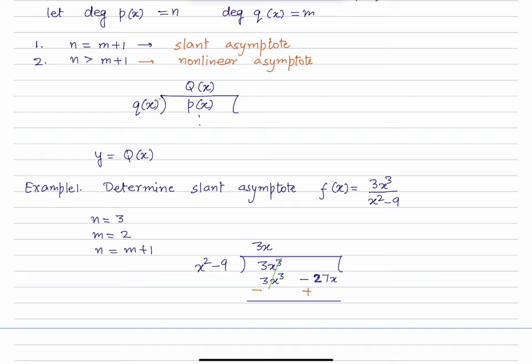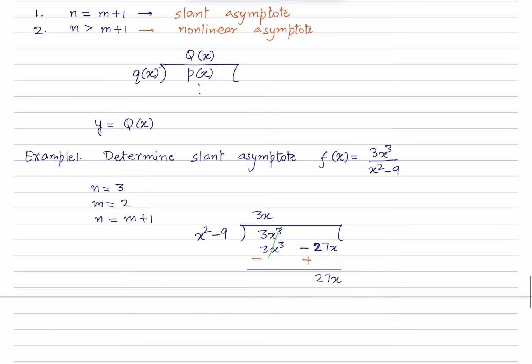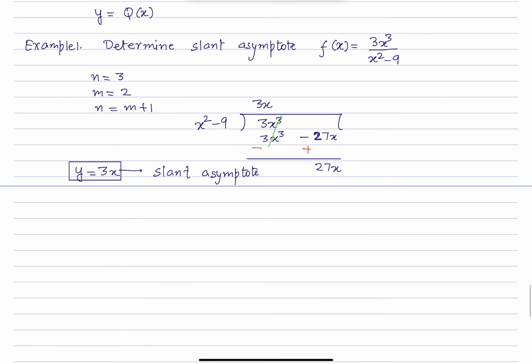So we got 27x. Now the degree of the remainder is less than our divisor, so we will stop here, and y equals our quotient, which means y equals 3x. This is our slant asymptote, which is like a tilted line.